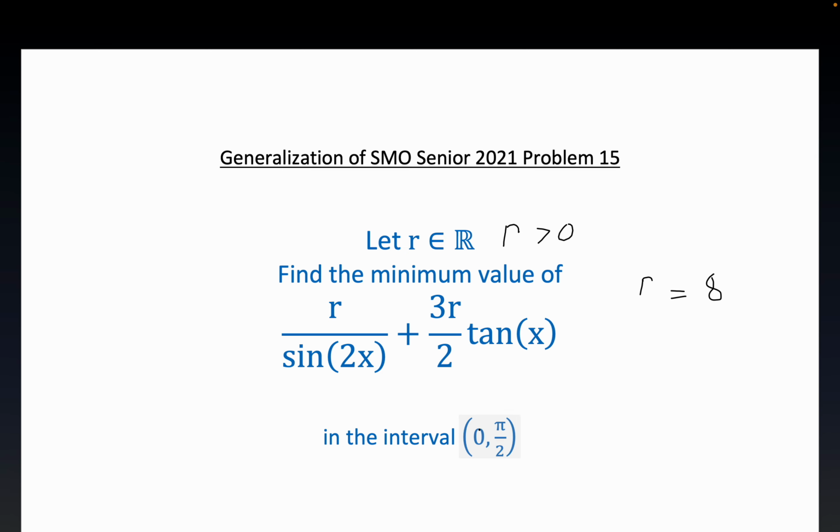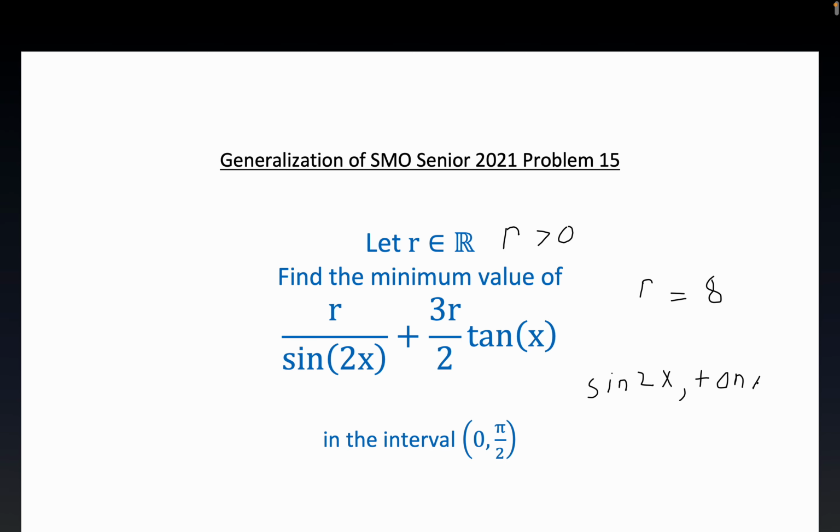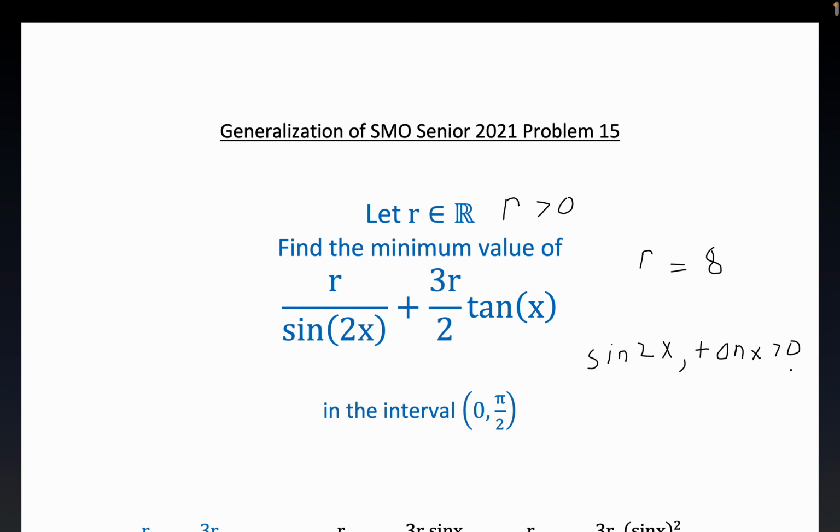Now, one thing to notice right off is that both sine 2x and tangent x are going to be greater than 0 in this interval 0 to pi over 2. Again, that just comes directly from the unit circle definitions. They're both strictly greater than 0 in the interval 0 to pi over 2. Okay, now let's move along and see how this goes.